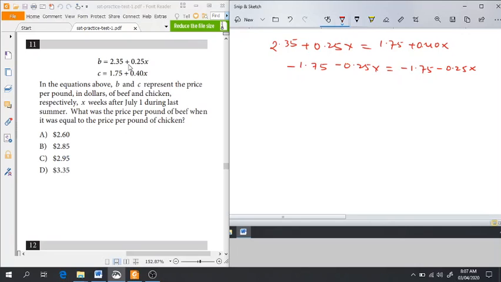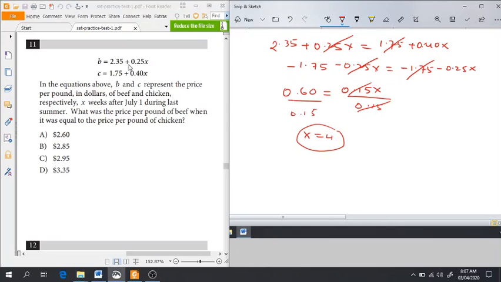Then what happens is this term and this term get cancelled out from the left side, and this term and this term get cancelled out from the right side. So 2.35 minus 1.75 becomes 0.60, equals 0.40x minus 0.25x, which becomes 0.15x. I need the value of x, so divide by 0.15 on both sides. So 0.6 over 0.15 gives you the value of x to be 4.